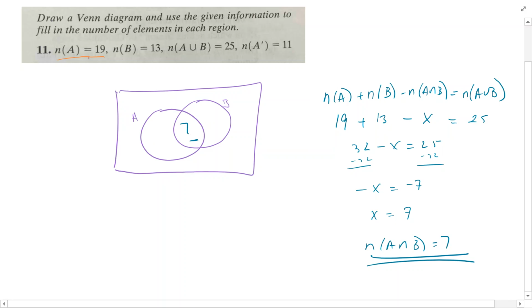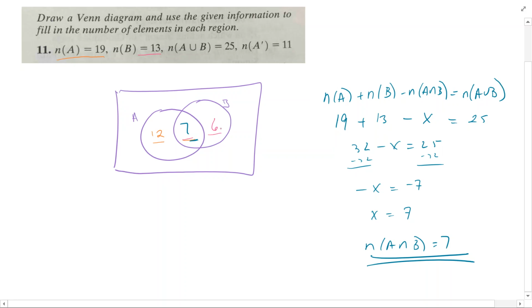So coming back now to A, we know it has a total of 19. So between here and here has to be 19. We've already got 7 of them there, so 12 goes here. So 19 minus 7 gives me my 12. For the number of elements in B, we know that has to be 13. So again, here and here has to total 13. We've already got 7, so 13 minus 7 gives me 6.